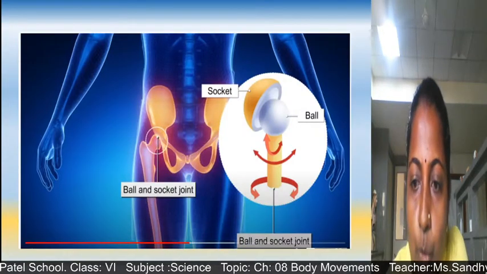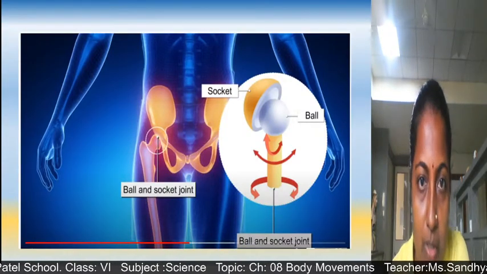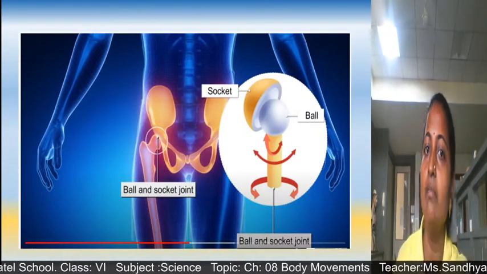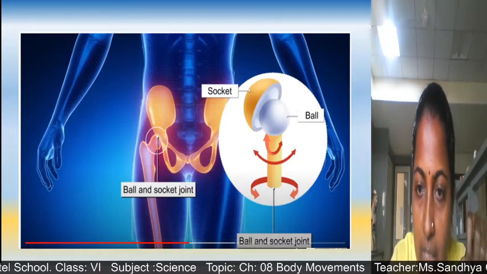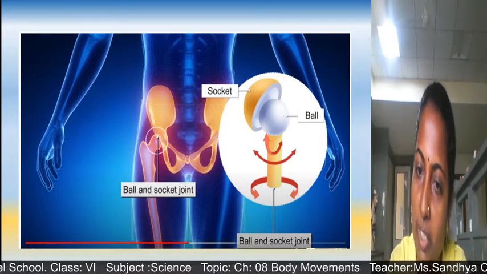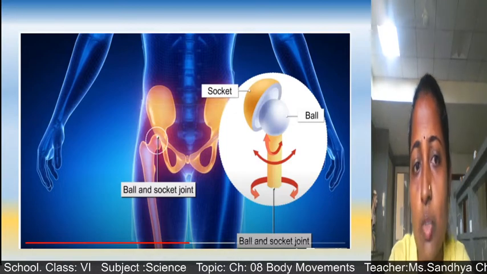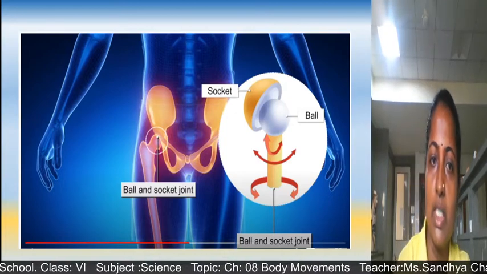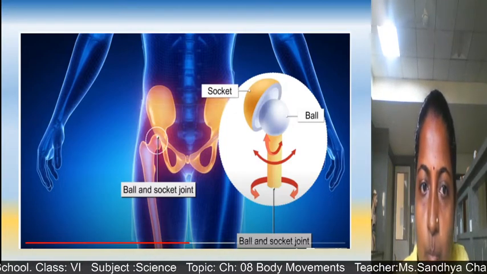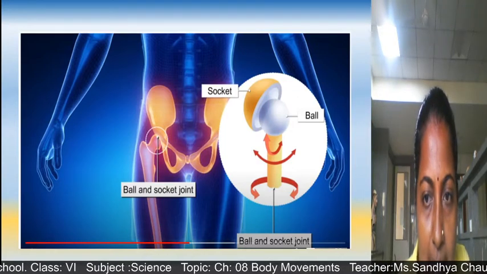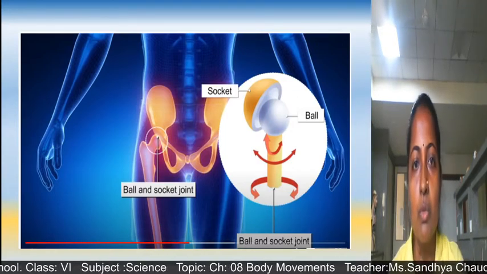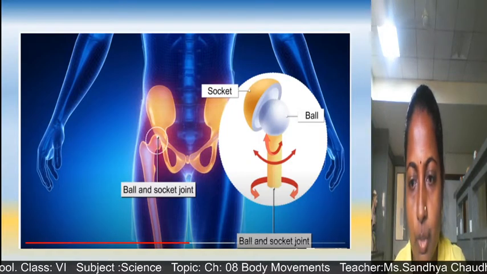Here you can see it very clearly in the picture diagram, children. One socket is there and a ball type structure is there. Actually it is not a ball type, a rounded structure is there, and a socket is there. So you can see where the ball and socket joint is present.